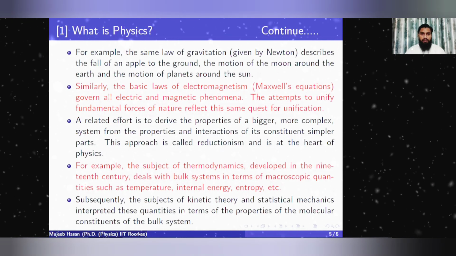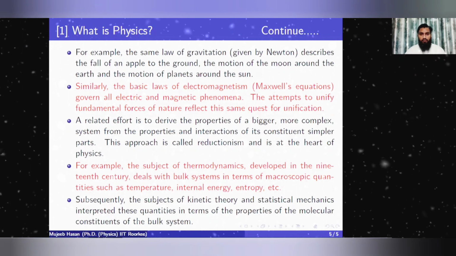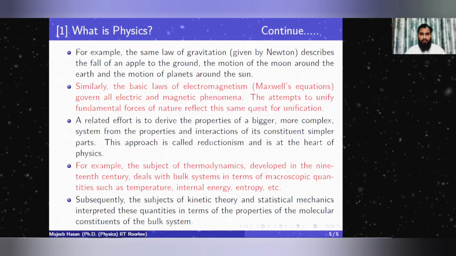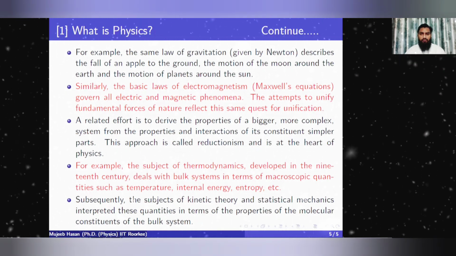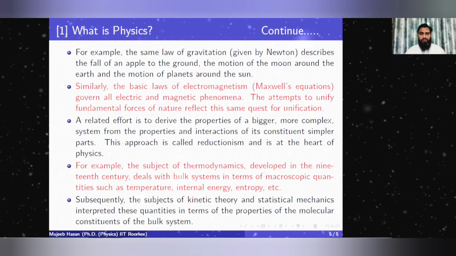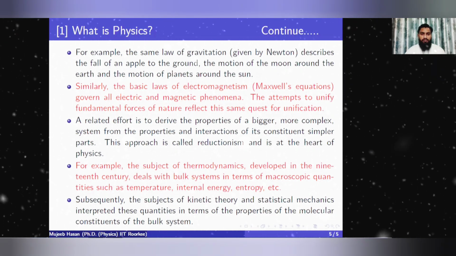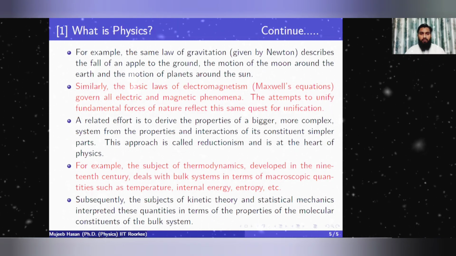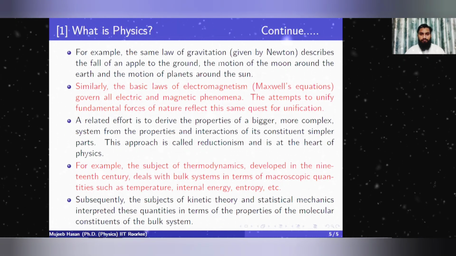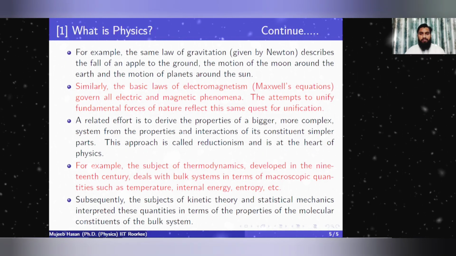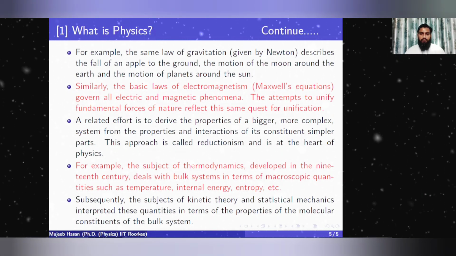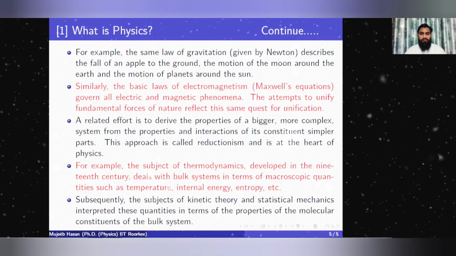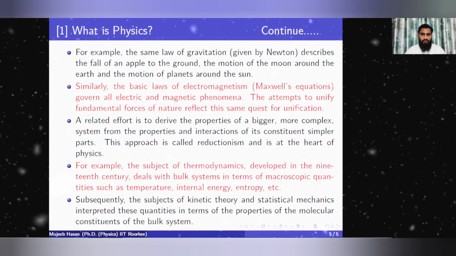For example, the same law of gravitation, which is known to us, given by Newton, describes the fall of an apple to the ground, also describes the motion of the moon around Earth and the motion of planets around the sun. Similarly, the basic laws of electromagnetism, Maxwell's equations, govern all electric and magnetic phenomena, and we will discuss Maxwell's equations in detail in the course of time. The attempt to unify fundamental forces of nature reflects this same quest for unification.